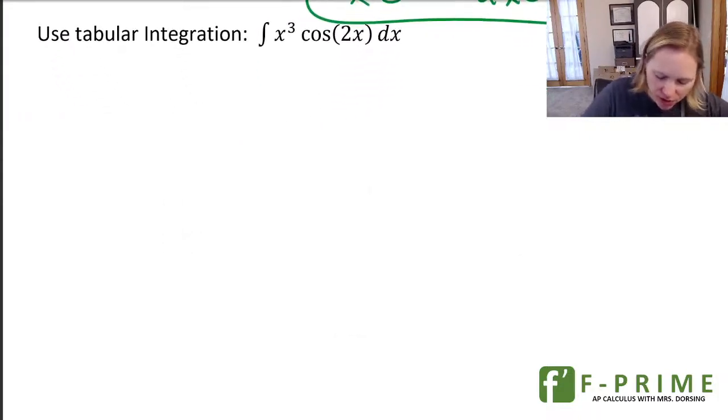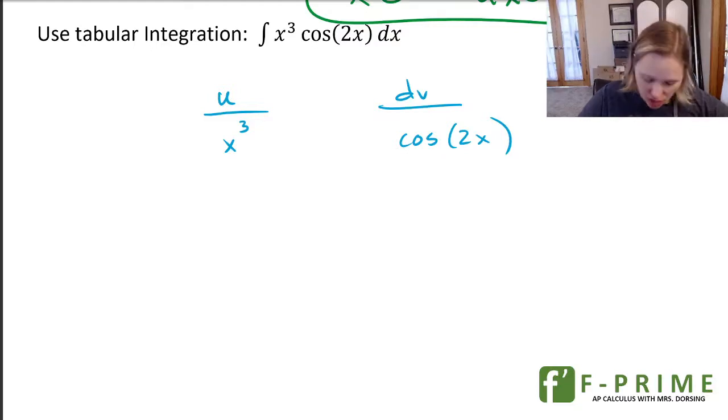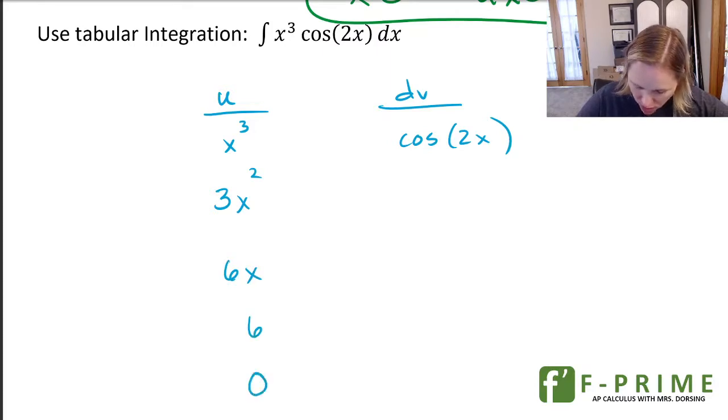So here's my tabular integration problem. Again, whatever I'd let u be, I'm going to write that down. So I'm going to say u and then dv: x cubed, cosine 2x. Now I'm going to take the derivative of u until I can do it no more. So that would be 3x squared, 6x, 6, and 0. I'm going to go until I hit 0. dv, I'm going to integrate to match. So remember our wheel of signs.